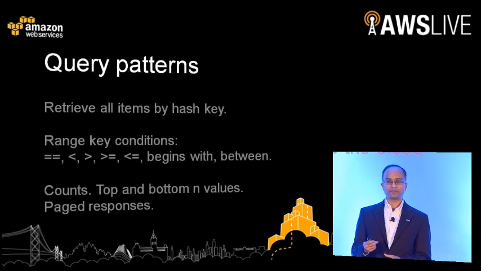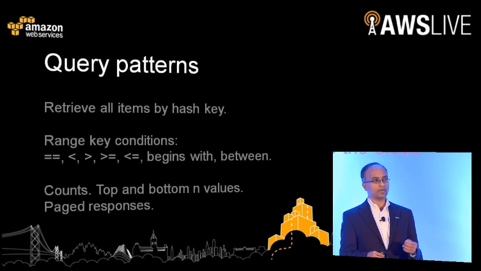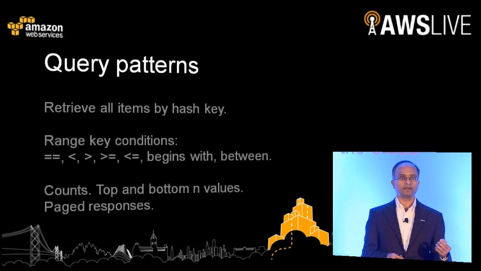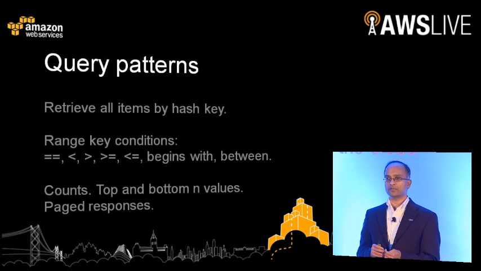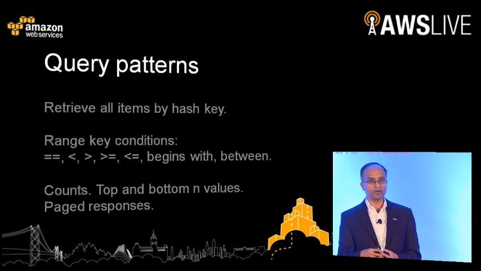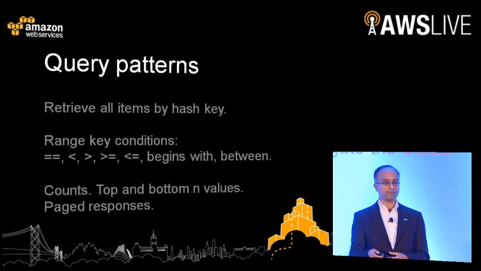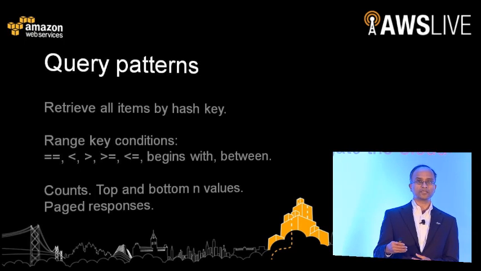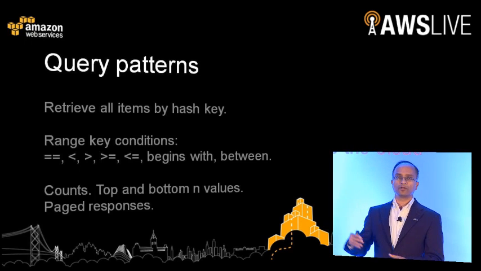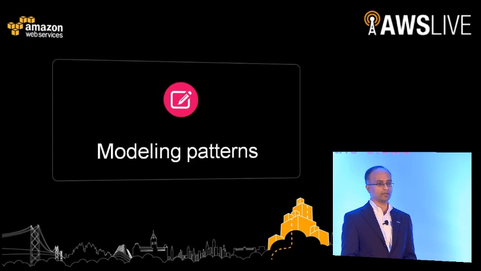You can retrieve items by specifying a key. We talked earlier about this. Or you can also specify conditions. You can say ID greater than 100 or ID greater than 100 but less than 200. All the options that you would typically use SQL statements for, they are available to you. You can also do counts, top and bottom end values. Responses, if they are larger than what your array is, then they are paged so that you can retrieve it progressively.